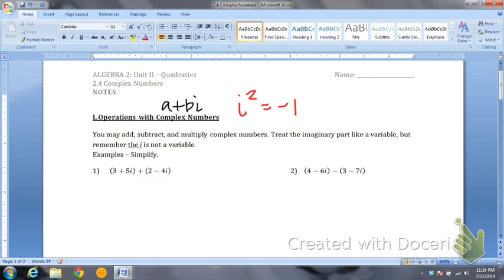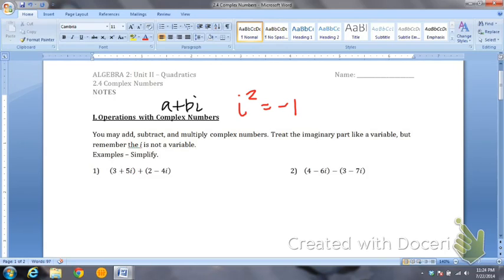Right? So if we look at this, we're going to treat the imaginary part like a variable, but remember i is not actually a variable. So when it says simplify 3 plus 5i and 2 minus 4i, if we think of this as 3 plus 5x plus 2 minus 4x, you can easily simplify this together, right? So the same properties that you would use for that are going to be the same properties for i.